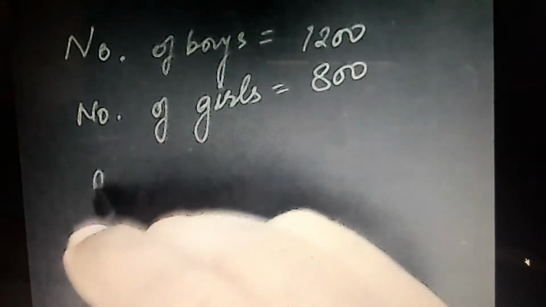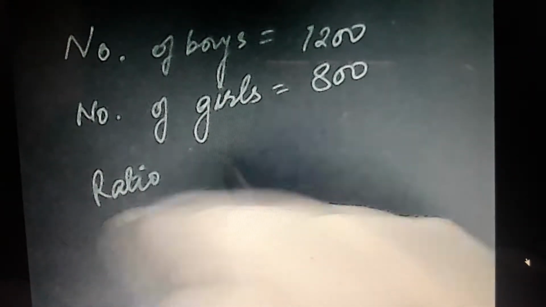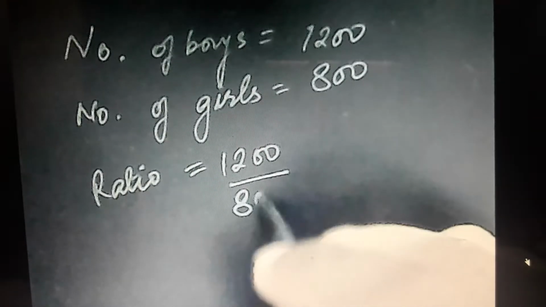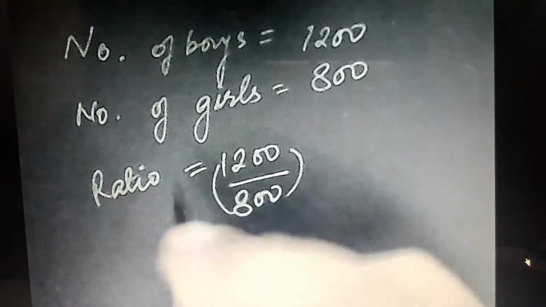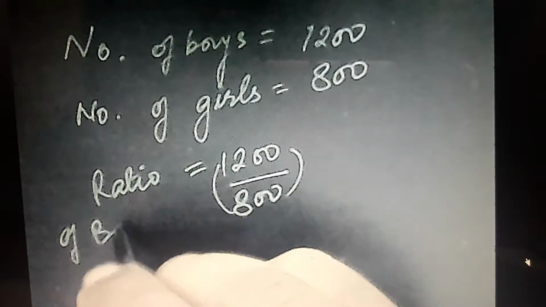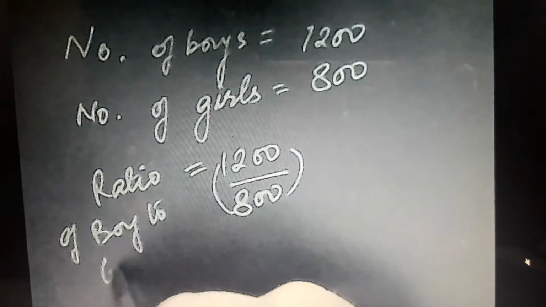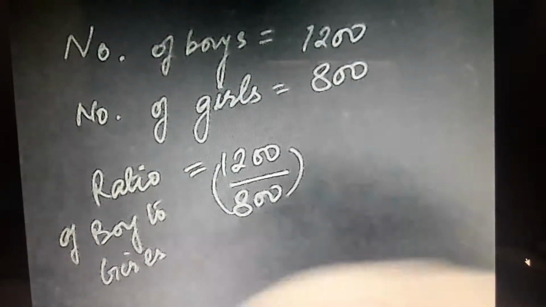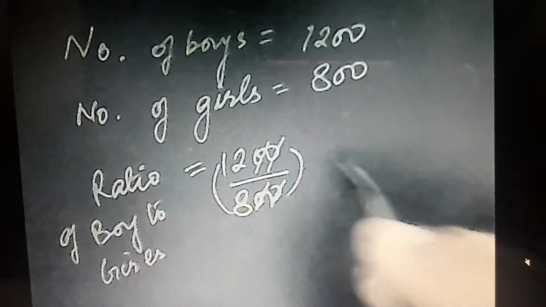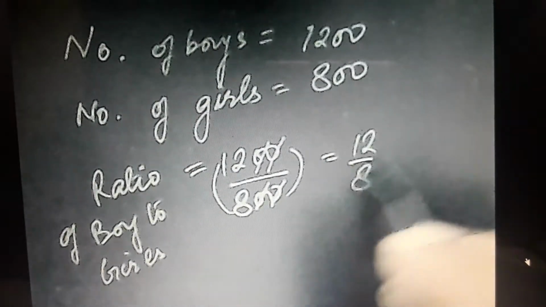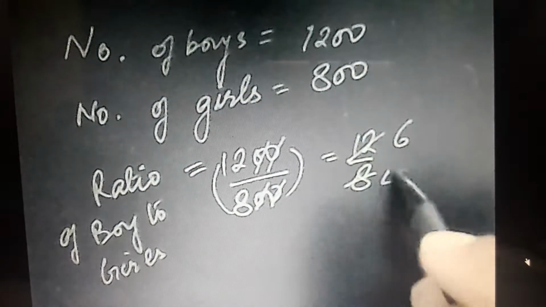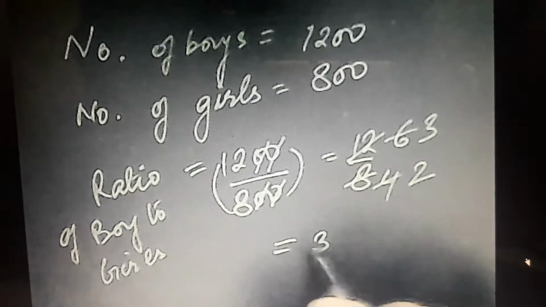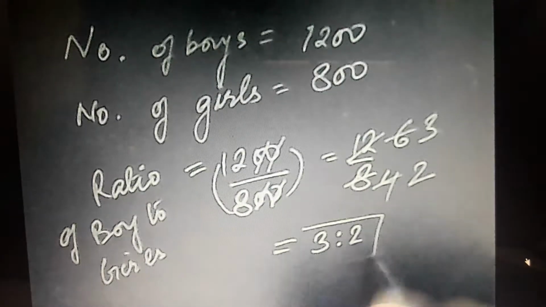Number of boys is 1200 and number of girls is 800. So the ratio of boys to girls is equal to 1200 upon 800, right? You can cancel out these two zeros and it will become 12 upon 8. You can further cancel: 2 sixes are 12, 2 fours are 8, 2 threes are 6, 2 twos are 4, and your answer will be 3 is to 2. Right?